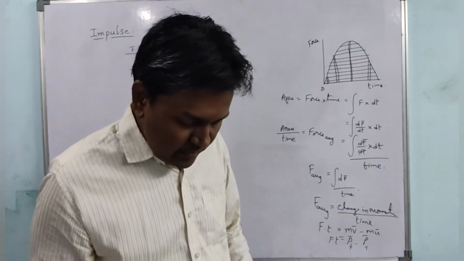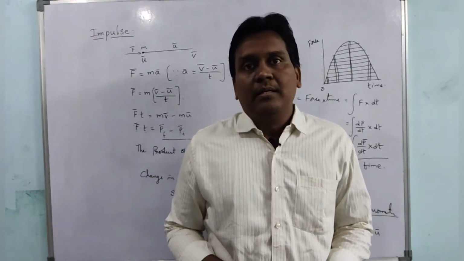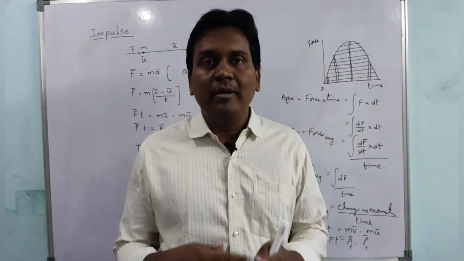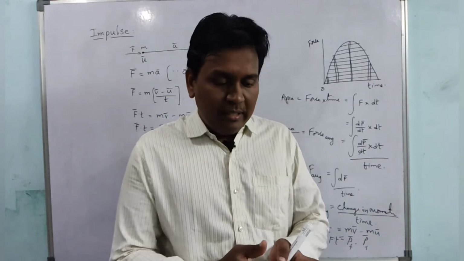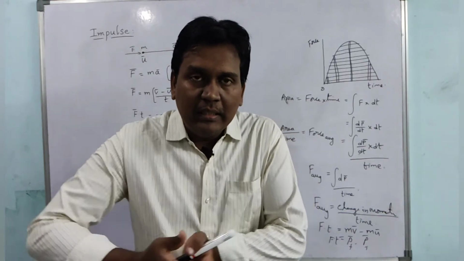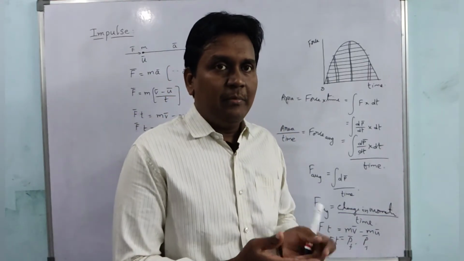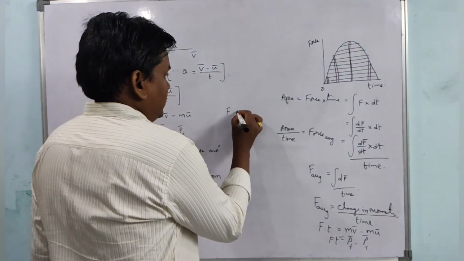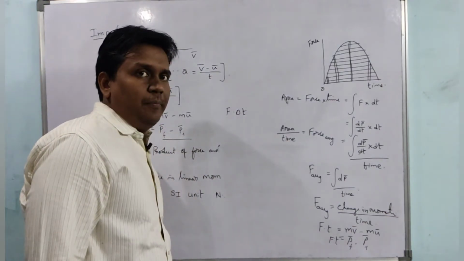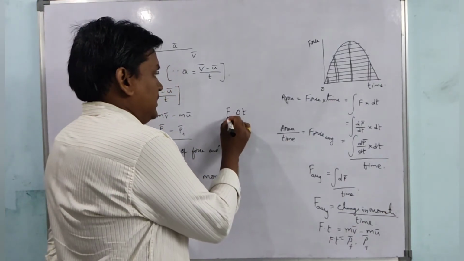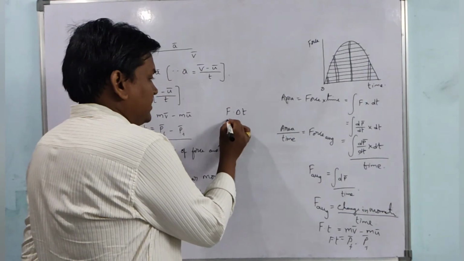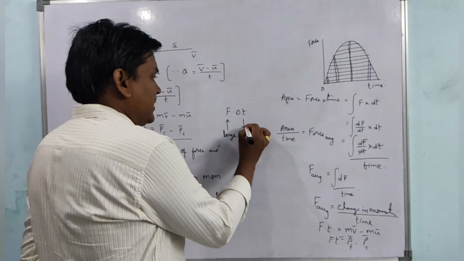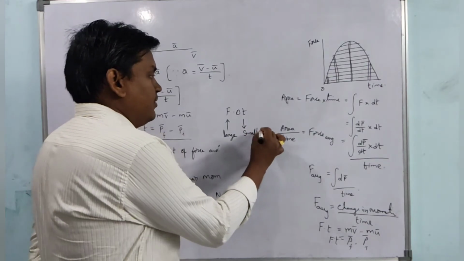And talking about this impulse, if you observe a cricket player who is going to catch the ball, he will catch the ball in this manner. That means force into time, delta t. This impulse is nothing but a large force acting in a very small interval of time.